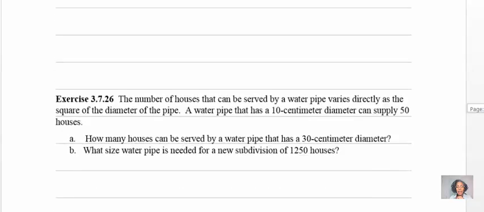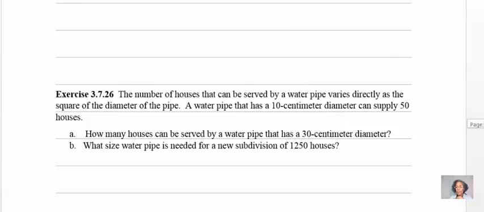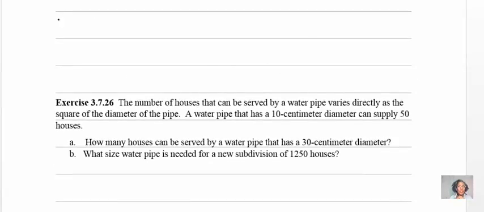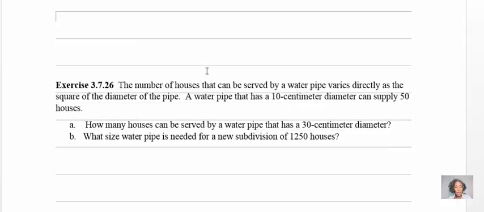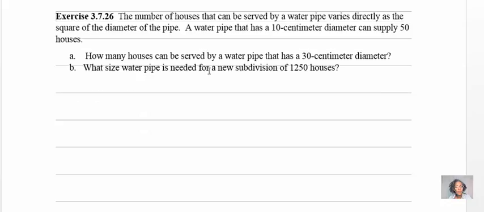Let's take a look at an application problem. So here we have the number of houses that can be served by a water pipe varies directly as the square of the diameter of the pipe. A water pipe that has a 10 centimeter diameter can supply 50 houses. So we want to take a minute and write that as an equation.